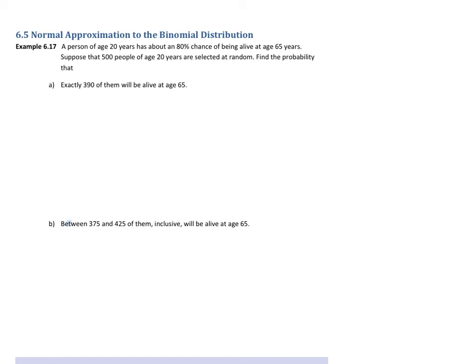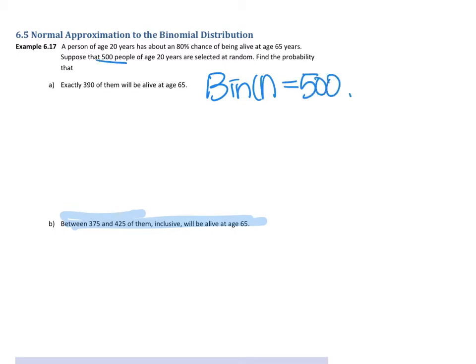Let me try part B. Let me make the normal distribution. I'm sorry, the binomial distribution is again n equal 500, and the probability of success is 0.80.